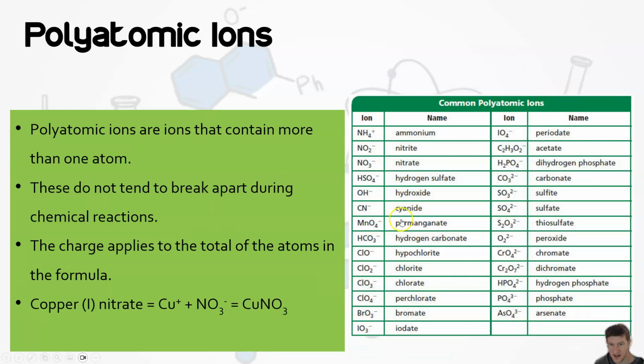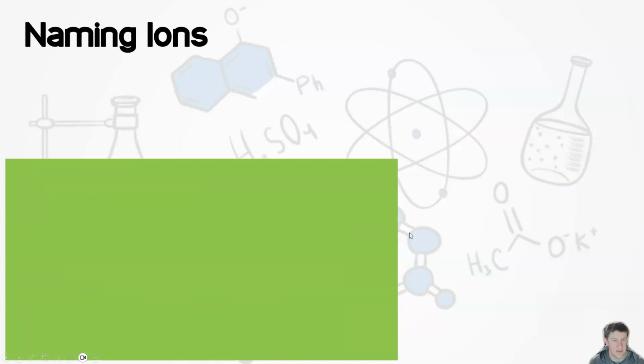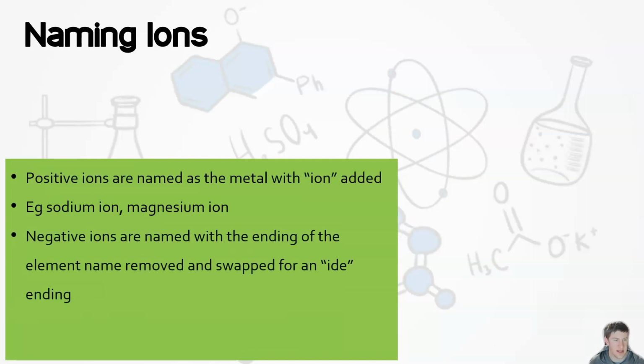Where have we got an ide? Cyanide is a negative. Peroxide is a negative. So this links with what we were talking about, that the negative ions are named with the ide term. If we have a negative, it's an ide. If we've got a positive ion, we name the metal with just the word ion after it. So sodium ion, magnesium ion. If it's got the negative, it's an ide.